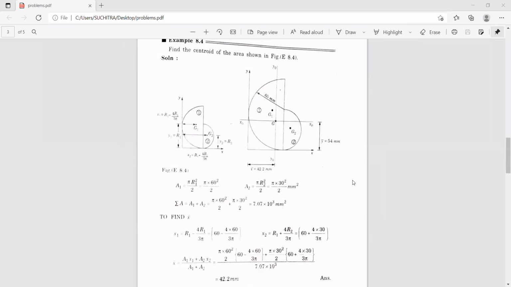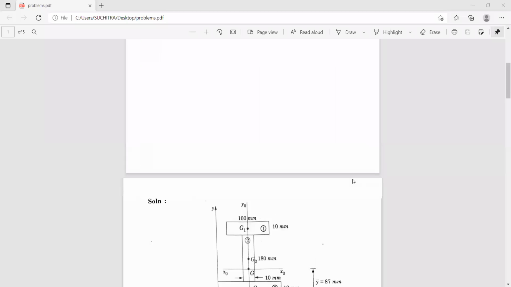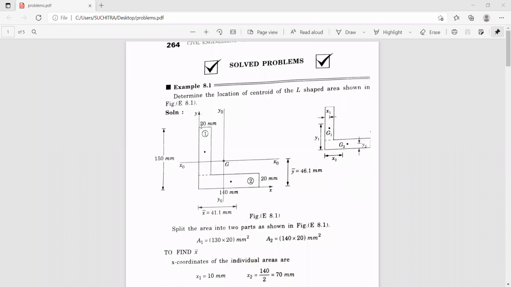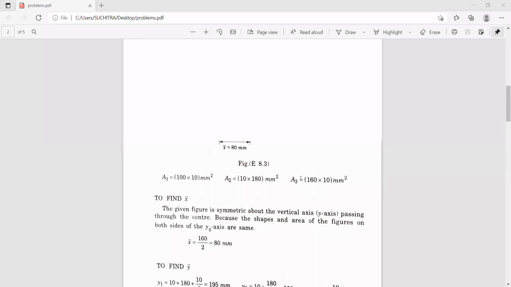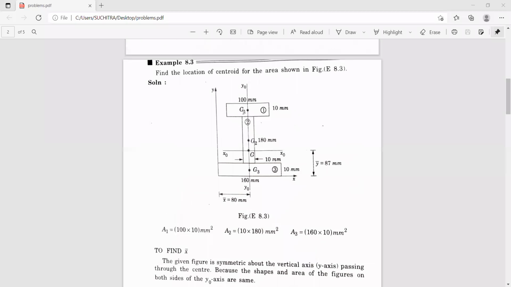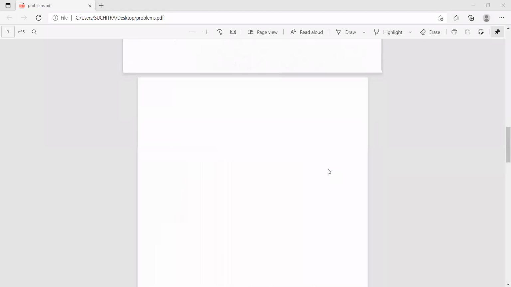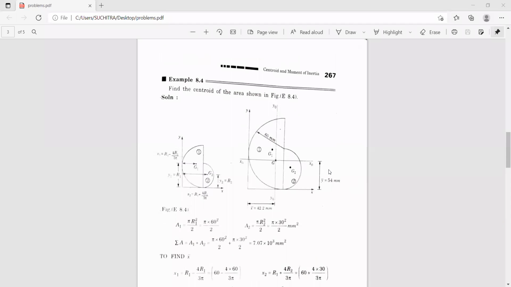So far we have discussed simple figures wherein you have only rectangular shape figures. That means in the first problem, you have two rectangles, and in the second figure, you have three rectangles. This is one rectangle, this is one rectangle, and this is one. So now let us discuss the next problem.